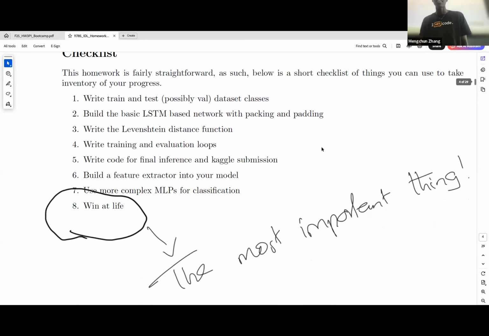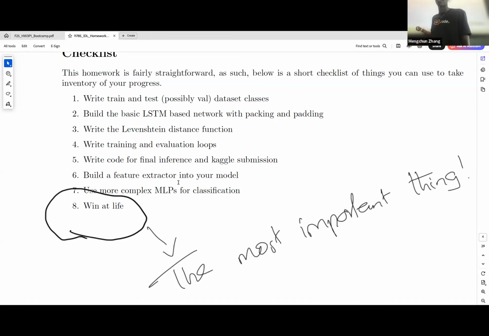So the checklist, as I told you, this homework is pretty easy. It's just a bunch of things we want you to do. Read the documentation online about LSTMs, packing, and padding, and then you should be good to go. We want you to implement the training and evaluation loops. You have been doing this since homework 1P2 and homework 2P2, so you should be used to it. You should also build a feature extractor and an MLP for the final layers for classification. You have been doing this, so it's not something new. It should be pretty easy.